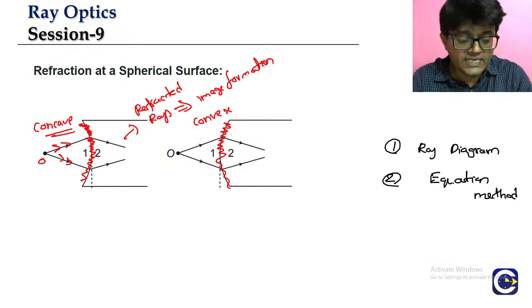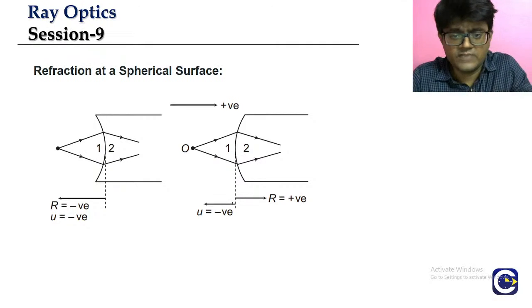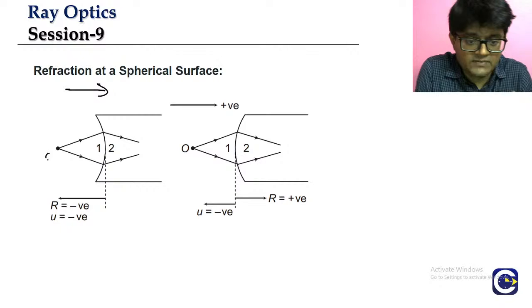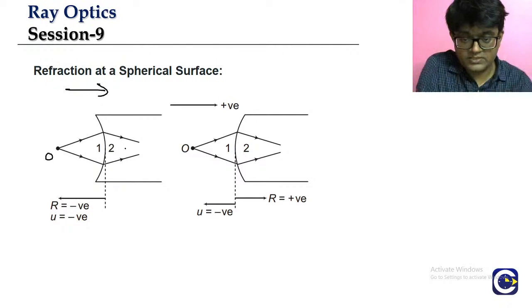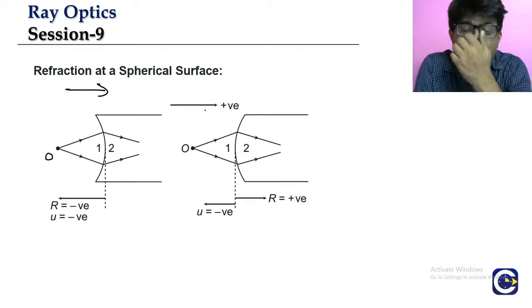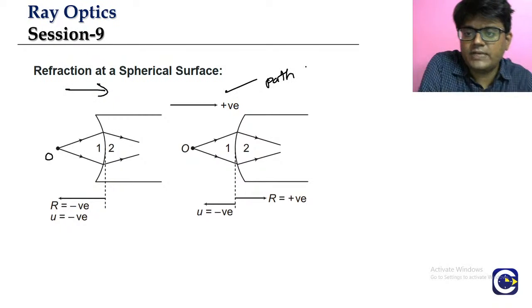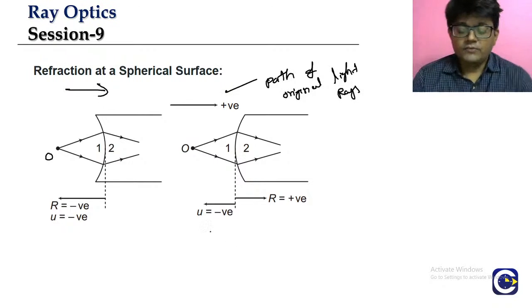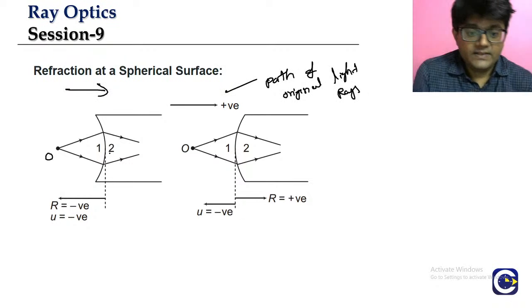If you look at refraction at a spherical surface, in the equation method we will have to use the sign convention, like the way we do in the case of reflection. The light rays starting from the object are assumed to come from the left side, going left to right. That direction, the path of the original light rays, is taken as positive. If we measure distances in the opposite direction, we take those as negative.